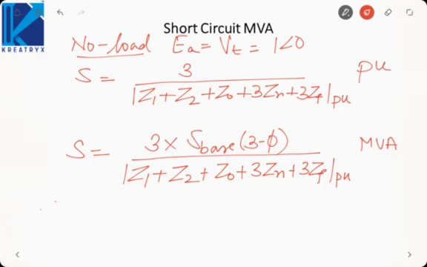Now the most common mistake is this. Many people forget this factor of 3 while evaluating the fault current or the short circuit MVA. So remember, this fault is different from a symmetrical fault as there is an additional factor of 3 in the numerator. Do not forget to consider this factor.